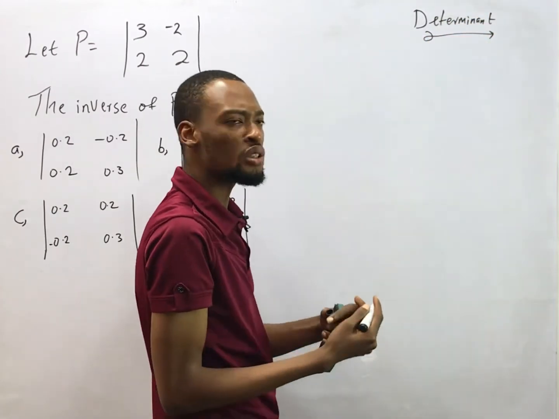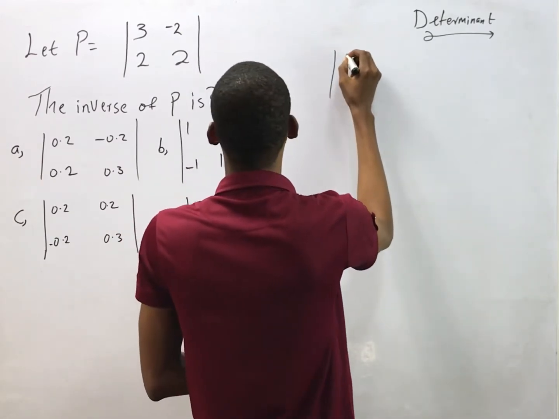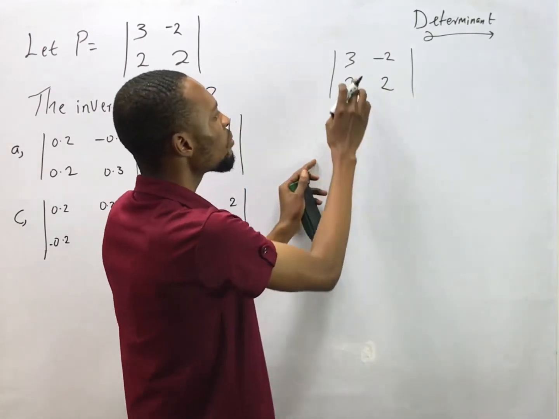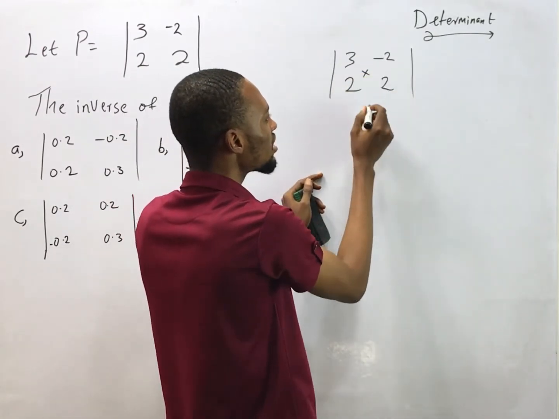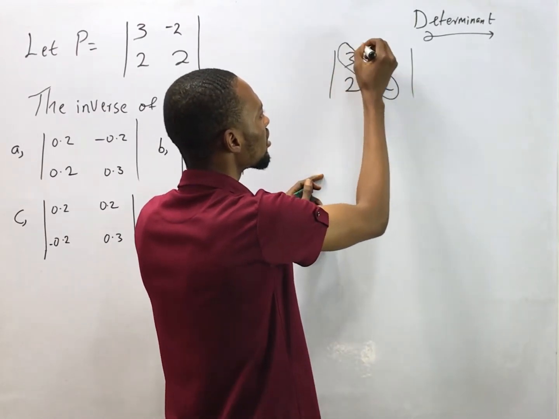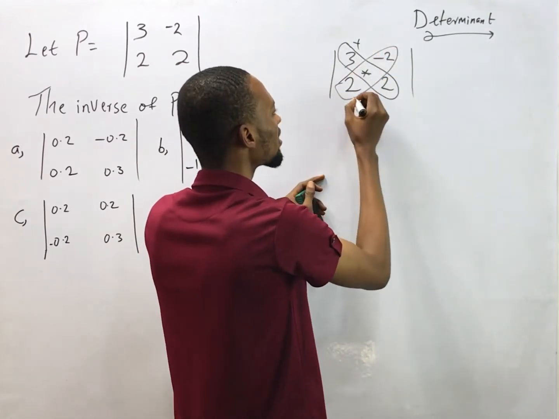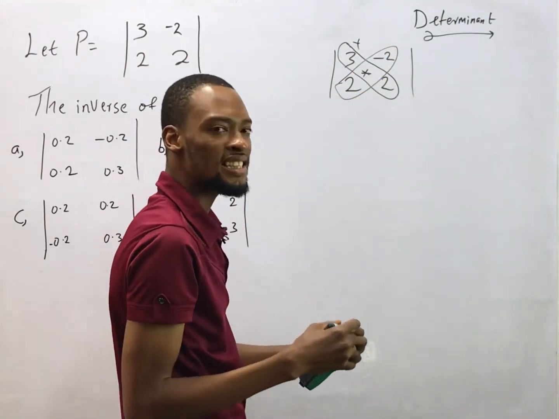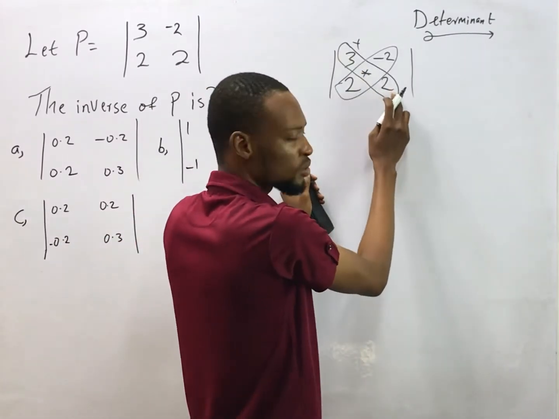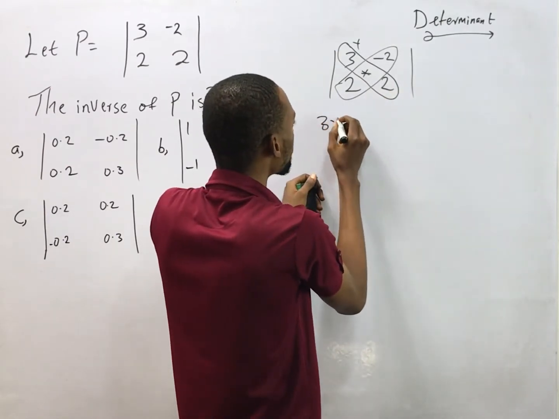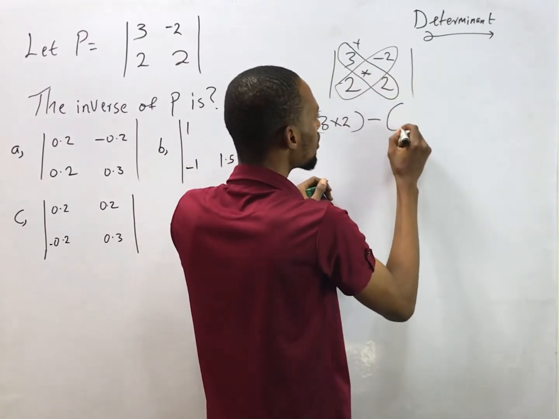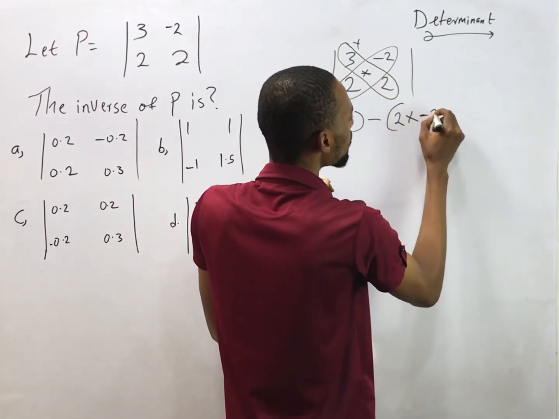This is how we find the determinant of a 2x2 matrix. This is the matrix 3, 2, minus 2, and 2. We multiply this by this, this times this, minus this times this. So multiply them, then multiply this and subtract. In essence, you simply come and say 3 times 2, minus this times this, which is 2 times minus 2.